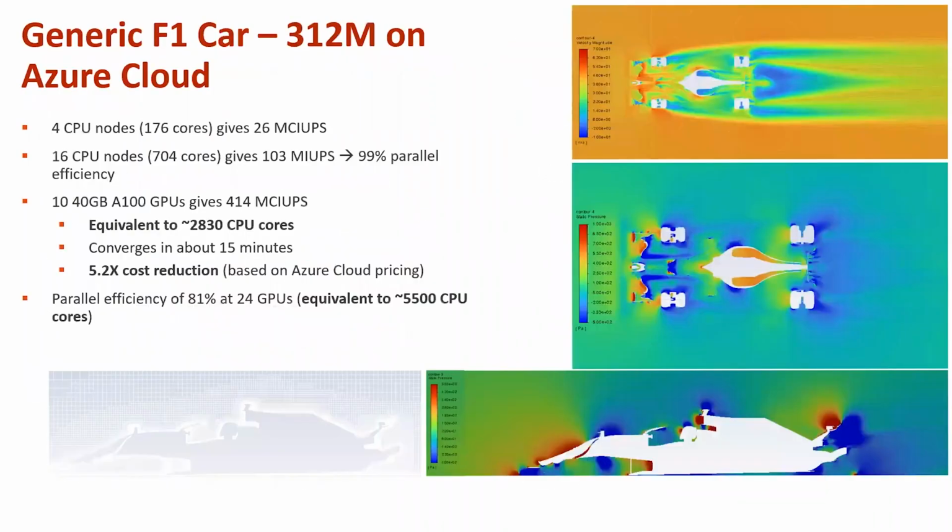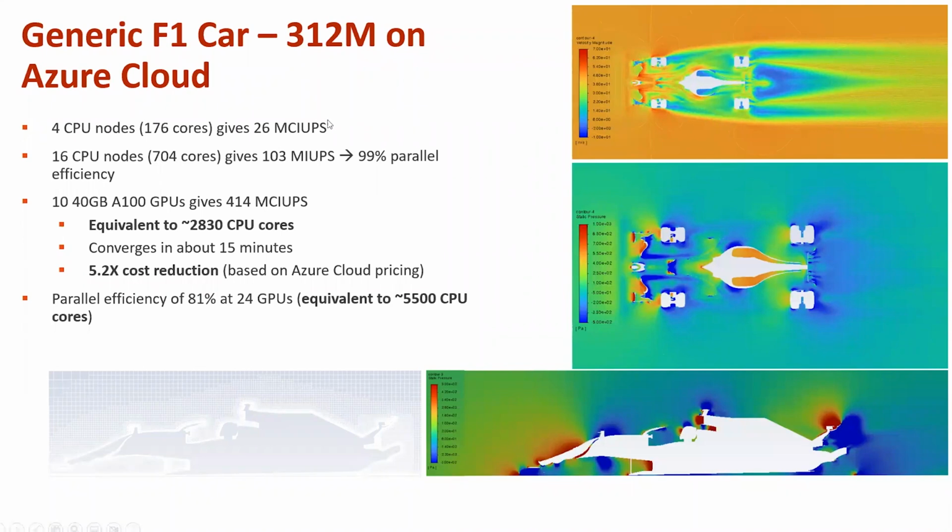This is another problem that we solved on the Ansys Azure cloud. This was for a 312 million mesh count. So that's like a huge mesh, right? And no wonder, they had to do this problem on the cloud because you need a lot of CPU cores as well to solve this problem. So the baseline was using 4 CPU nodes, roughly a total of 176 cores. That gives you around 26 MCI UPS.